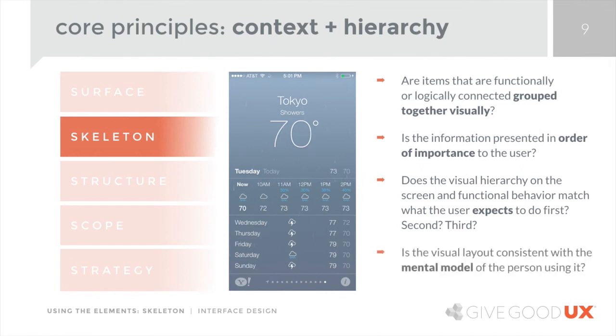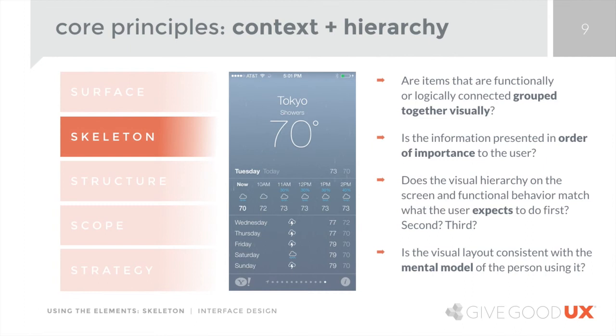Finally, is the overall visual layout consistent with the mental model of the person using it? And is that approach used consistently? Does it match their expectation? Does it match the way they expect to be able to see things or do things?